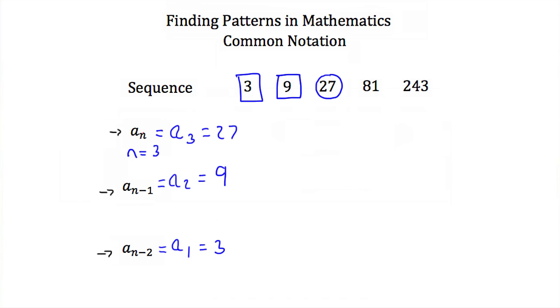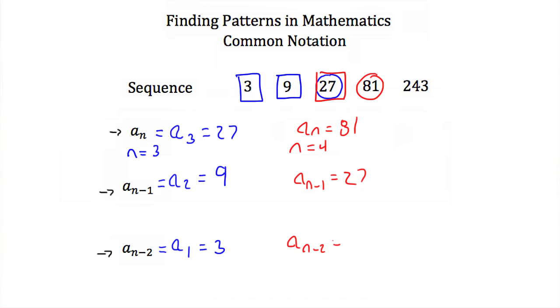Now, if a sub n was a different term in our sequence, say n was equal to 4, that means that a sub n then would be 81. A sub n minus 1 is the term before that one, so that would be 27. And a sub n minus 2 is the term before that term, so a sub n minus 2 would be 9.